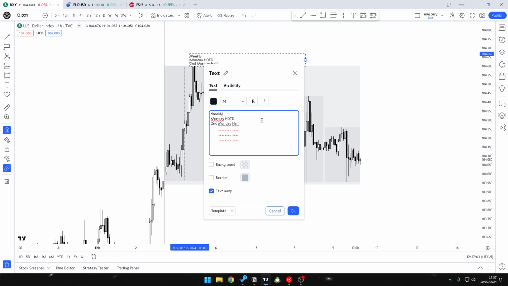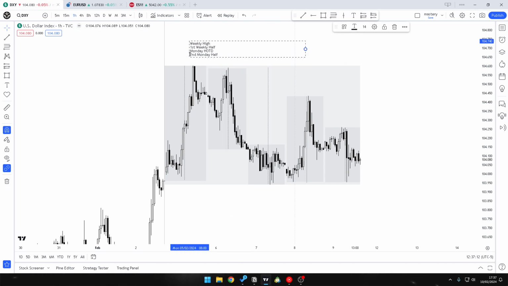So weekly high, first weekly half, is also the Monday high of the day. It was also made on the second Monday half, second daily half, which is the Monday. It was made on the third 8-hour candlestick. So the third 8-hour candlestick.